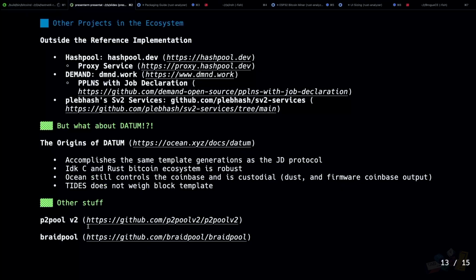And Ocean is custodial. They will pay you out in the Coinbase, maybe, caveat, asterisk, unless the firmware you're running doesn't like multiple Coinbase addresses in the payout. Again, a completely nuanced discussion.